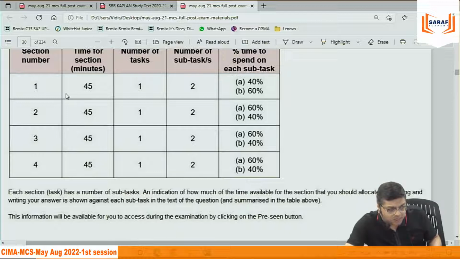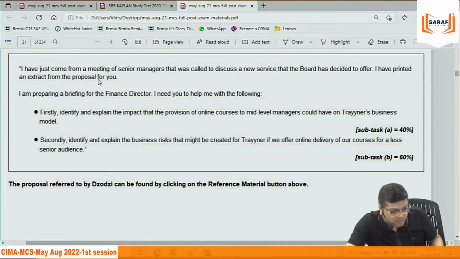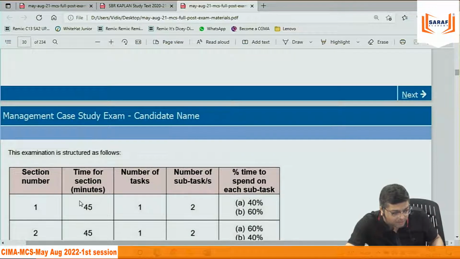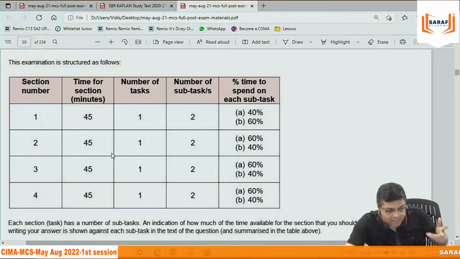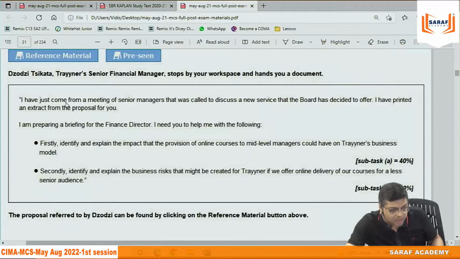45 minutes means this first section, 45 minutes. It will be open in front of you on the screen in the exam hall for exactly 45 minutes. Not even 45 minutes, 1 second also. This is the first section. This is where the first 45 minutes start. When you click in the exam further, you will be going here.